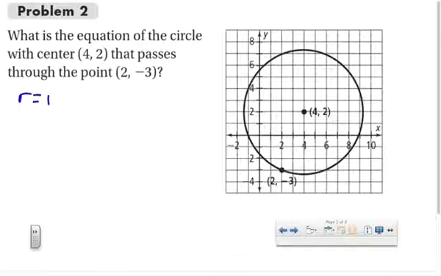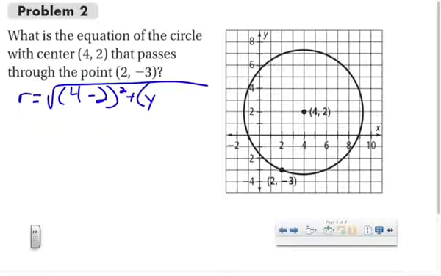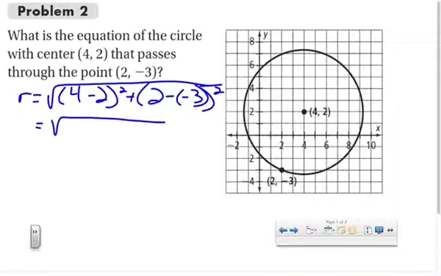So my radius will equal the distance between those 2 points. 4 minus 2 squared plus 2 minus -3 squared. And that's the square root of 2 squared, which is 4, plus 5 squared, which is 25, leaving me with the square root of 29.